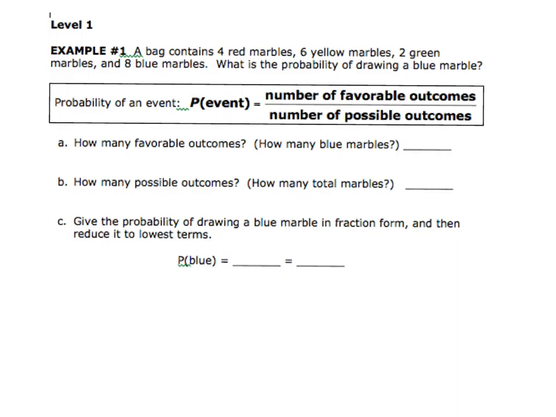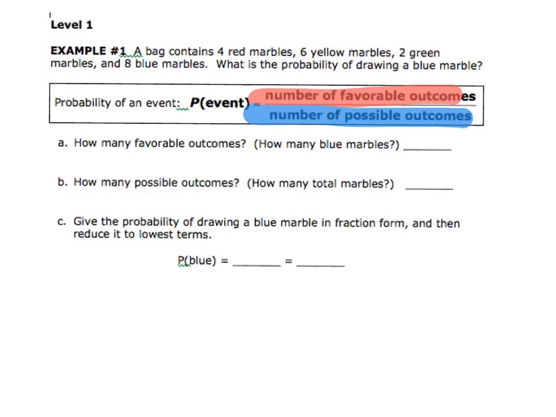Okay, so level ones are basic probability. Just remember that a probability is the amount or the frequency that something happens, the chance that something happens, and how we represent the amount is with a fraction. The numerator says the number of favorable outcomes, so what you want to have happen, over the total amount of possible outcomes that could happen. So let's take a look at this example.